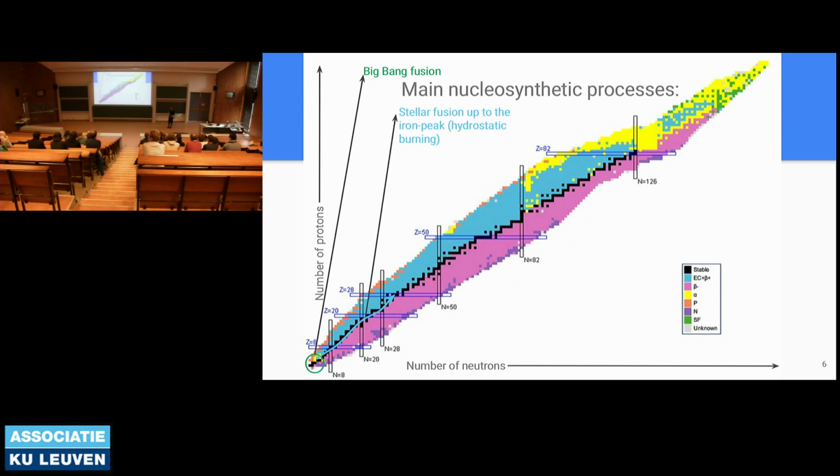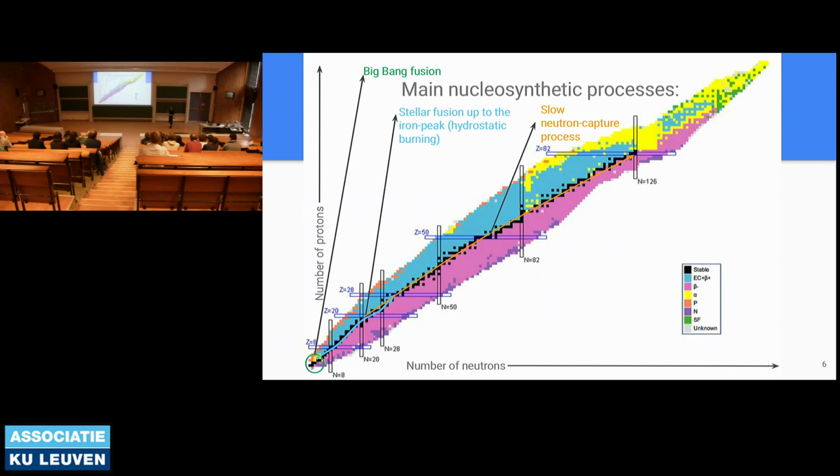Then we look at stellar fusion, which goes up to the iron peak. This is hydrostatic burning. Well, we get to, well, not even a quarter of the chart. Next step, we do the neutron capture processes. And there are 3 of them, and they all depend on the different speed of the neutron flux, whether you decay before you capture your next neutron or not.